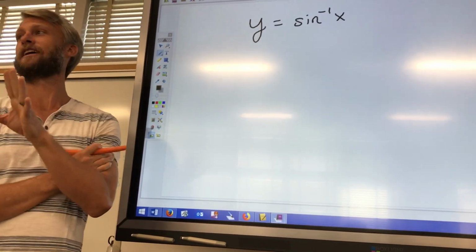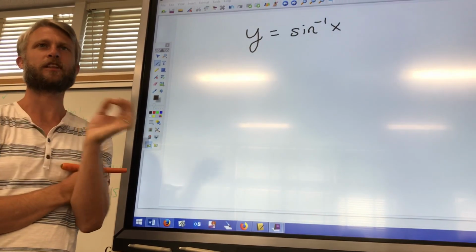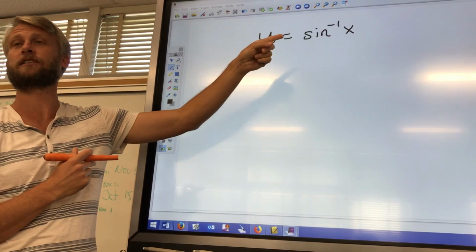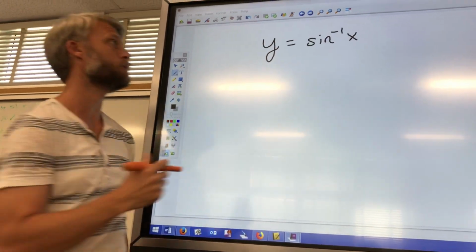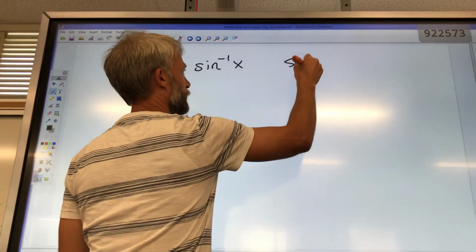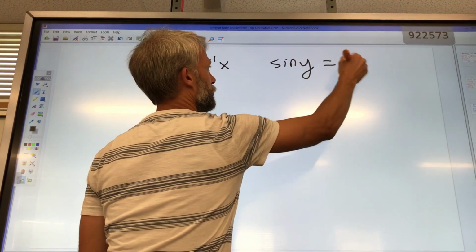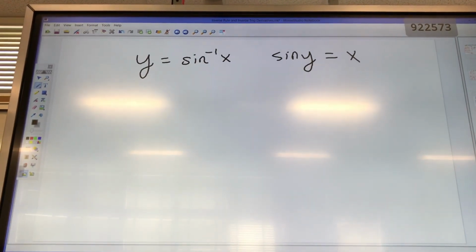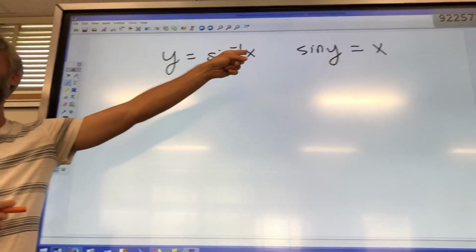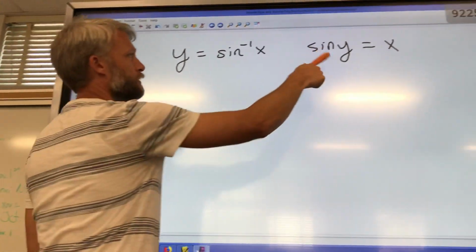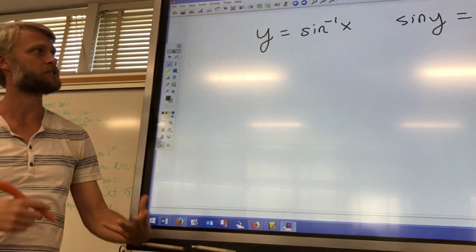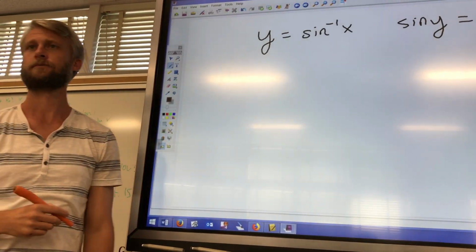All right. We have y equals the inverse sine of x, yeah? And I think that we are familiar enough with this to say we could take the sine of both sides of this, and that would give us the sine of y is equal to x. You agree? Yes. That means the same thing. Okay. This we don't know how to take the derivative of. But this we should be able to take the derivative of. True? How would we take the derivative of sine y equals x?